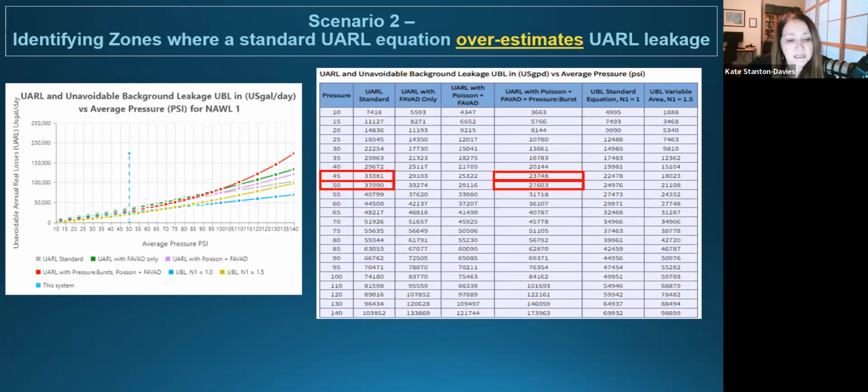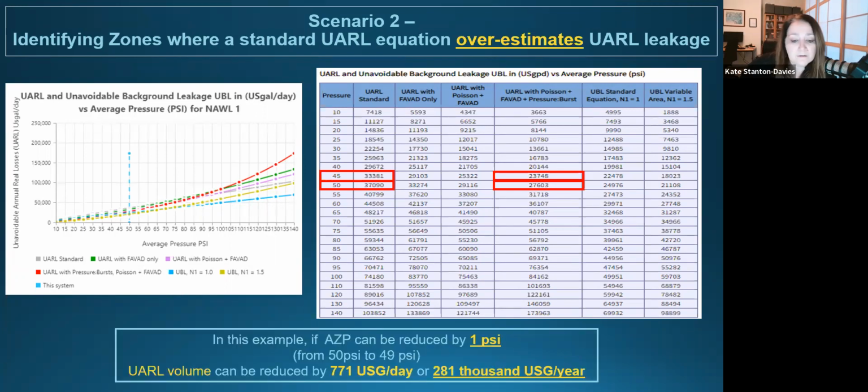Now, in this particular zone, you may or may not be able to drop the pressure by 5 psi. Even if you could only drop it by 1 psi from 50 to 49, then the UARL volume could be reduced, in this case, by 771 US gallons per day, or 281,000 US gallons per year. So you can start to see the value of the SCF calculation, particularly using this table, if you're trying to work out where you could actually concentrate most effectively your pressure management activities.